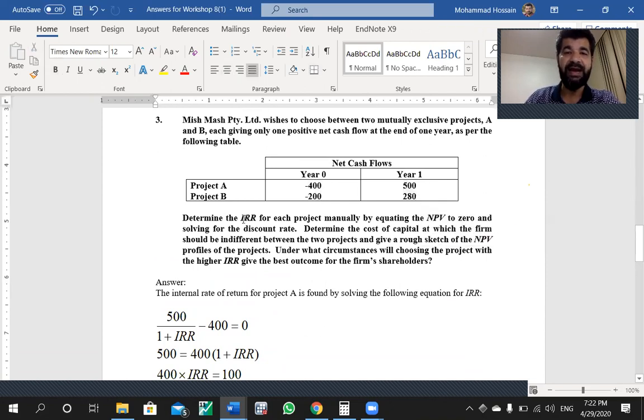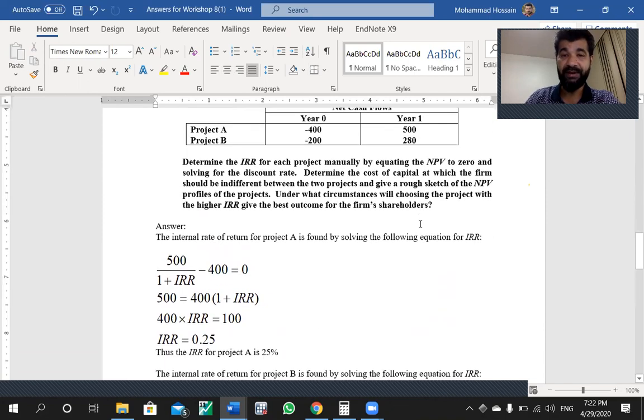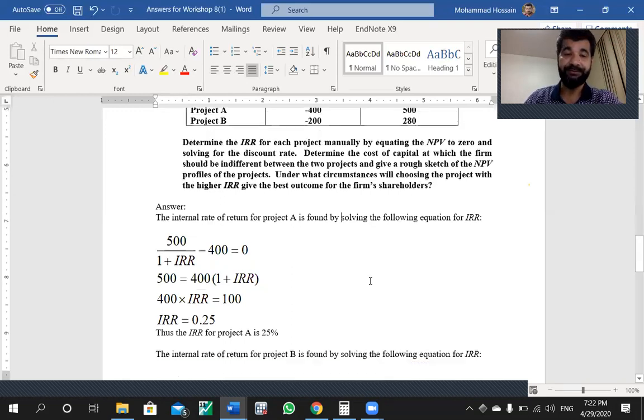So determine the IRR for each project manually by equating the NPV to 0. So yes, NPV will be 0. That's how we actually do it. We say NPV equal to 0. We use the NPV formula to calculate IRR, where we set NPV to 0, and then I have to find out what R is.